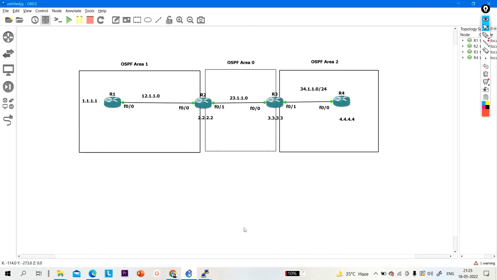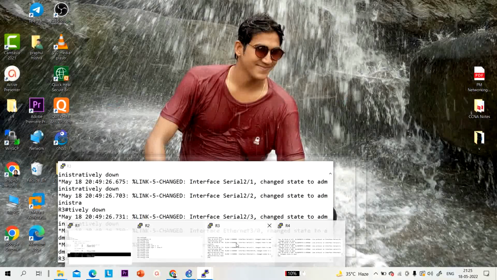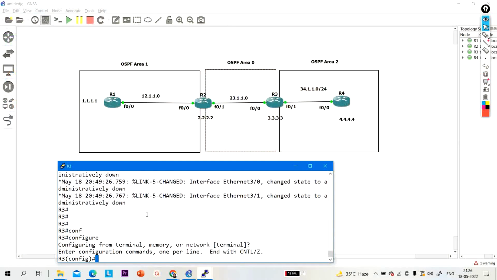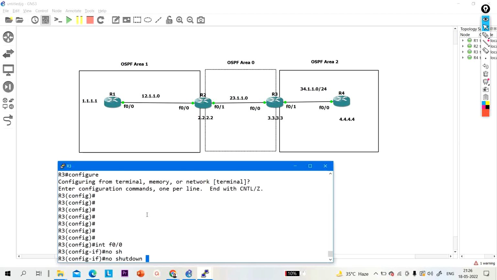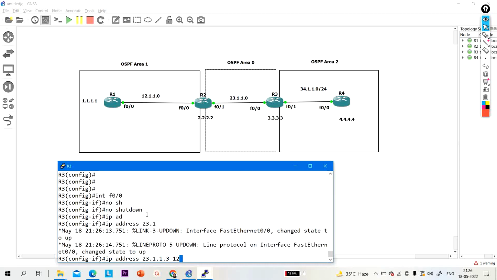Now I am going to configure R3. Have I advertised loopback on R2 in OSPF? Yes. Go to R3. Configure terminal. Interface FastEthernet 0/0. No shutdown. IP address is 23.1.1.3 255.255.255.0.